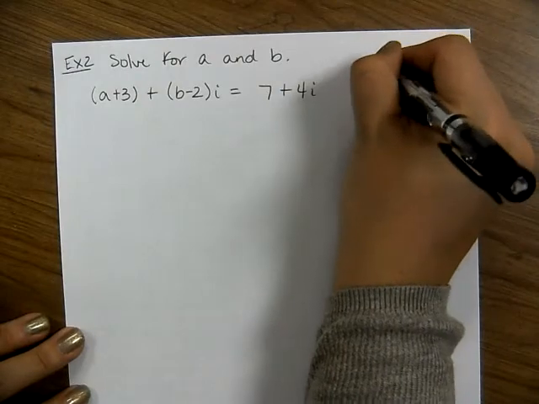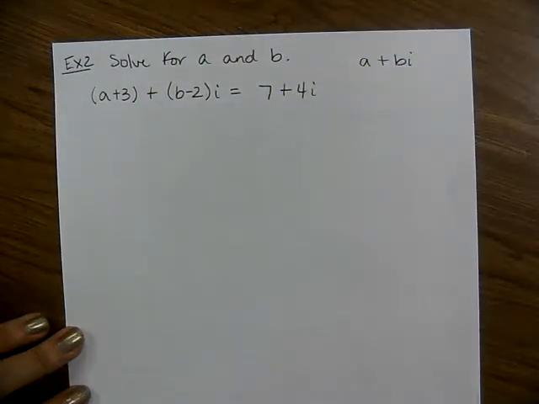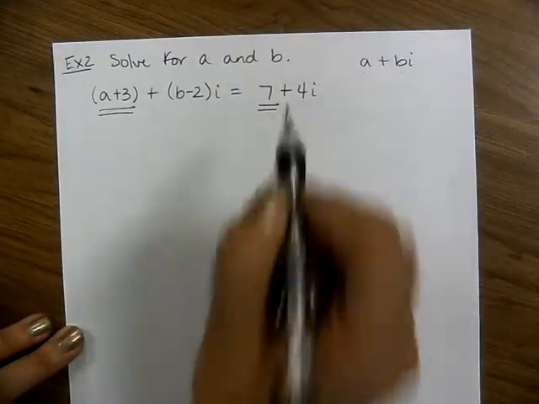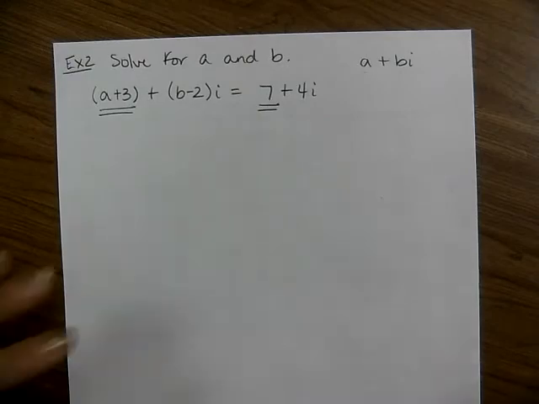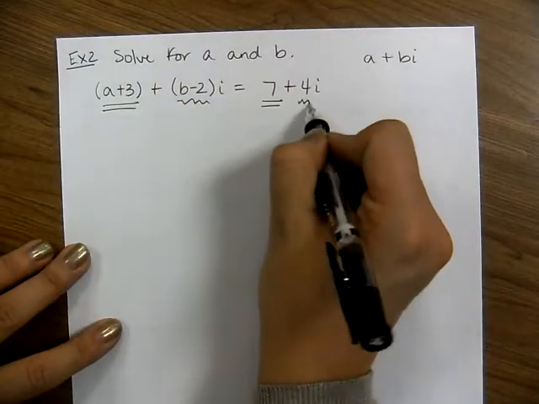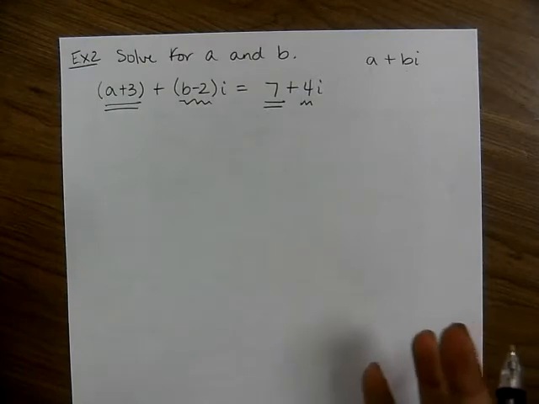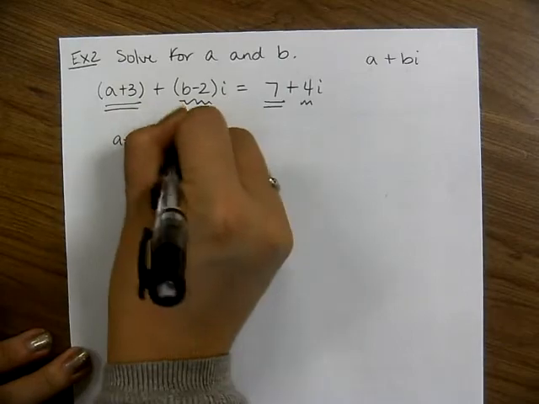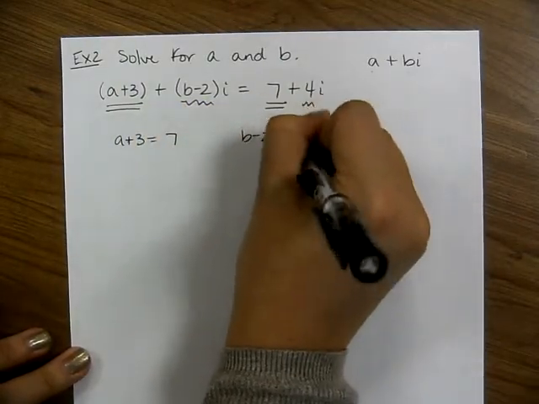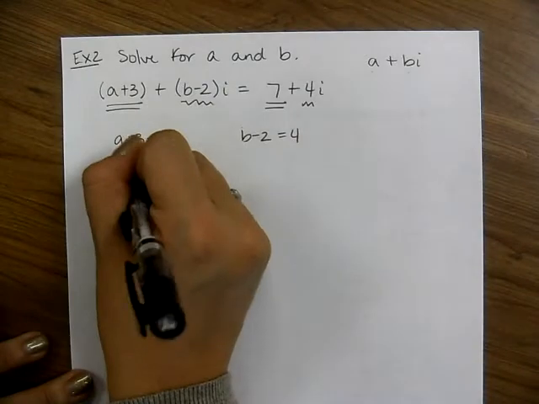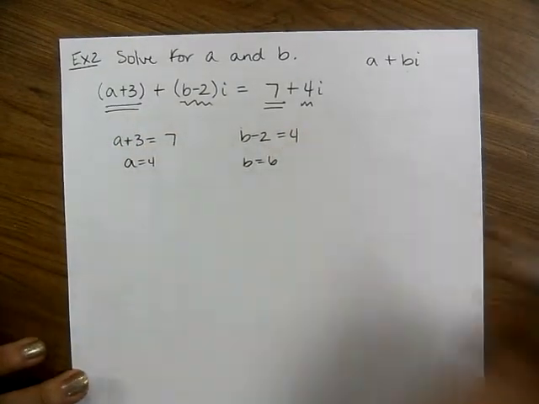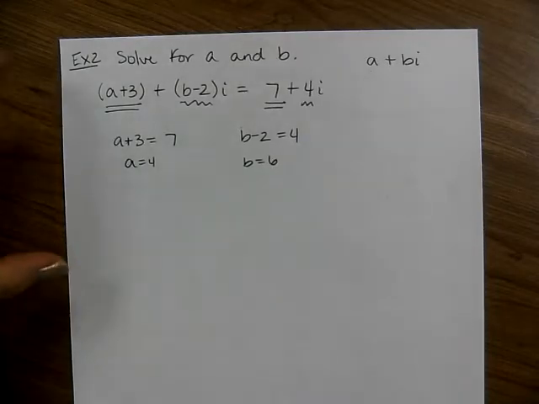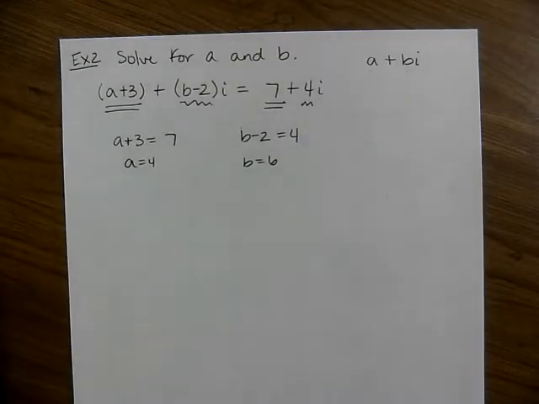Also remember that I told you that a complex number looks like a plus bi, where a is the real and b is the imaginary. So that must mean that these pieces that are real have to be equal to each other, and these pieces that are imaginary have to be equal to each other in order for these complex numbers to be equal to one another, okay? So you're going to take a plus 3 and set it equal to 7, and you're going to take b minus 2 and set it equal to 4. So a is 4 and b is 6. It's that easy, okay?